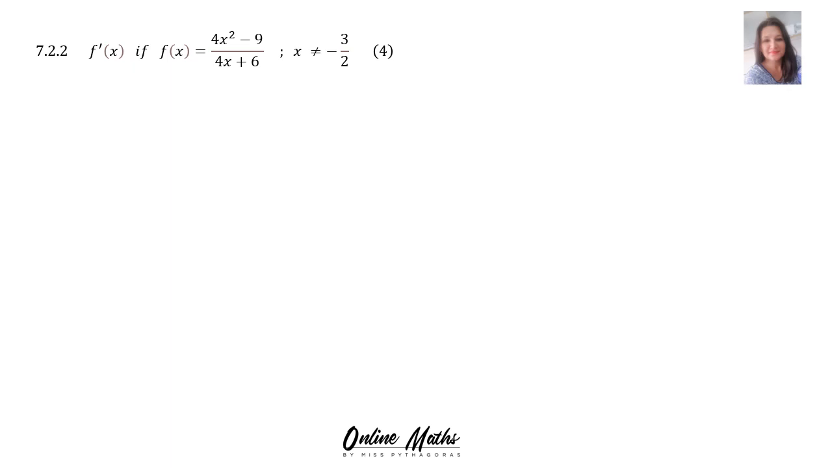7.2.2, determine the derivative if f of x is (4x squared minus 9) over (4x plus 6). And then you also find this little bit here. It's a restriction where they say x is not equal to minus 3 over 2. Now, don't be scared. What it means is it's because there's a fraction there, and then you cannot get a 0 under the line. So they said 4x plus 6 is 0, 4x is negative 6, divide by 4, x is negative 3 over 2. That's where they got that from.